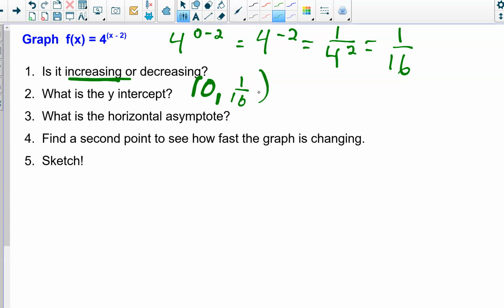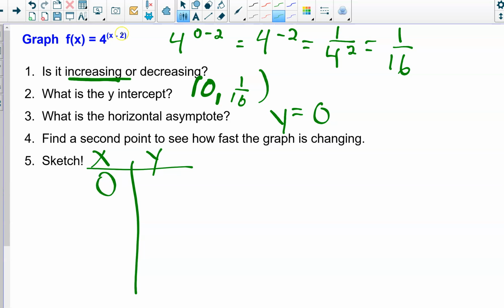And there's my y-intercept. And then the horizontal asymptote, it does not move up or down, so it's just going to be y equals 0. That's a horizontal line. And then we need to find, and on this one right here, I chose to do 0. I chose 2 because that would make that 0. And then I chose 3 because that would make that 1. Because I know it's not going to cross over that line.